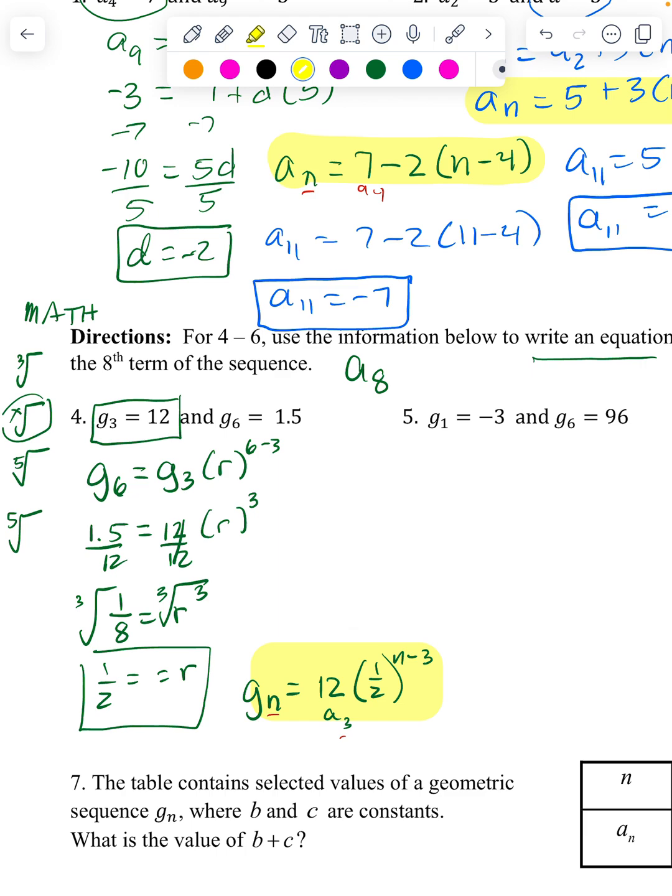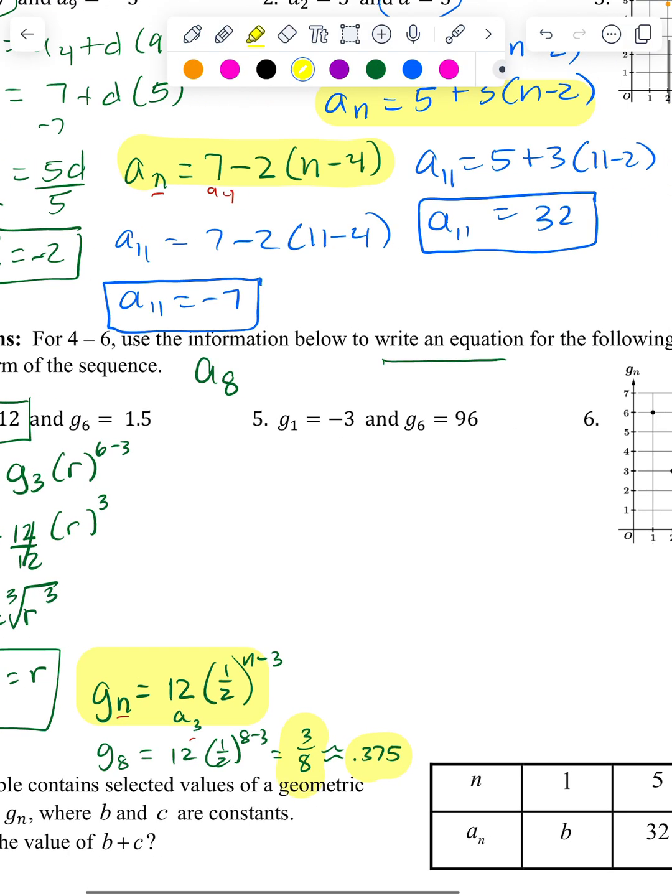And then they want me to find g sub 8. So we'll just plug that in. We'll have 12 times 1/2 to the 8 minus 3 power. And when I do that, I end up with 3/8, which is about 0.375. So I don't really care. It doesn't say if you have to write your answer as a fraction or a decimal. So either one's fine by me.